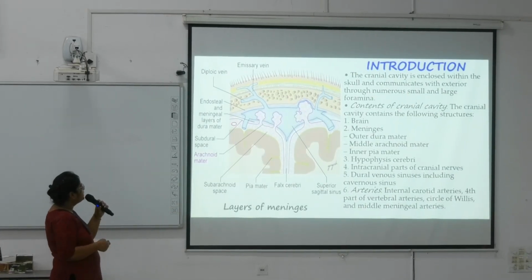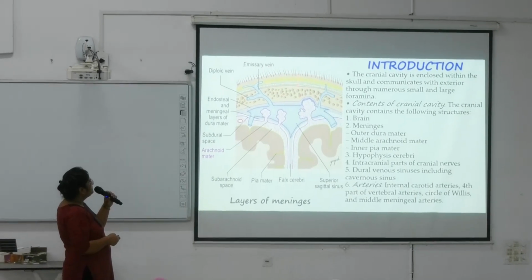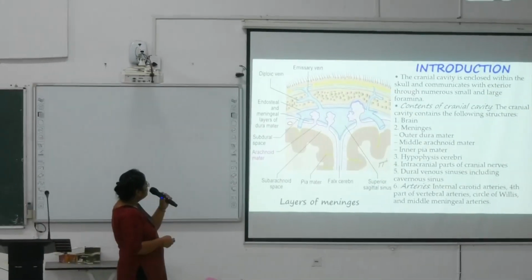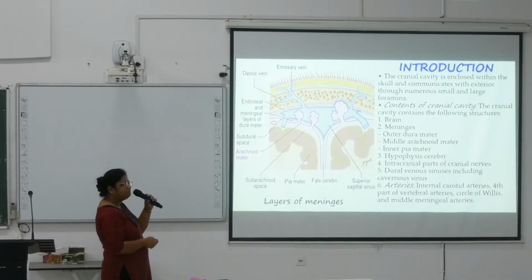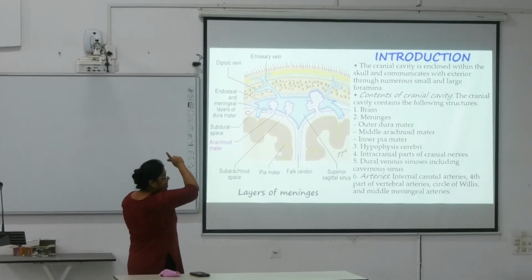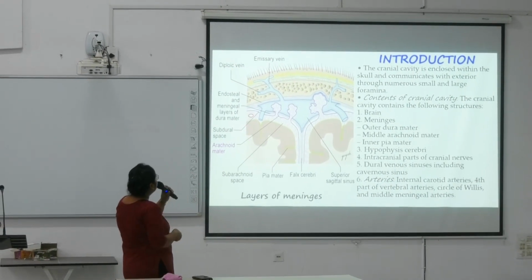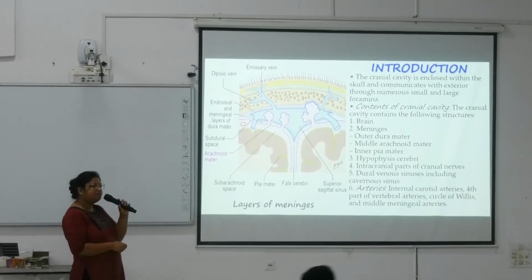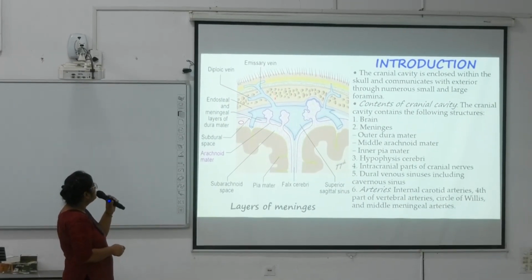See, this is the cranial cavity. This is the scalp. Okay, this is the cranium, cranial bone. This is the outer table, inner table, and diploic tissue. And this is one venous sinus, the superior sagittal sinus.